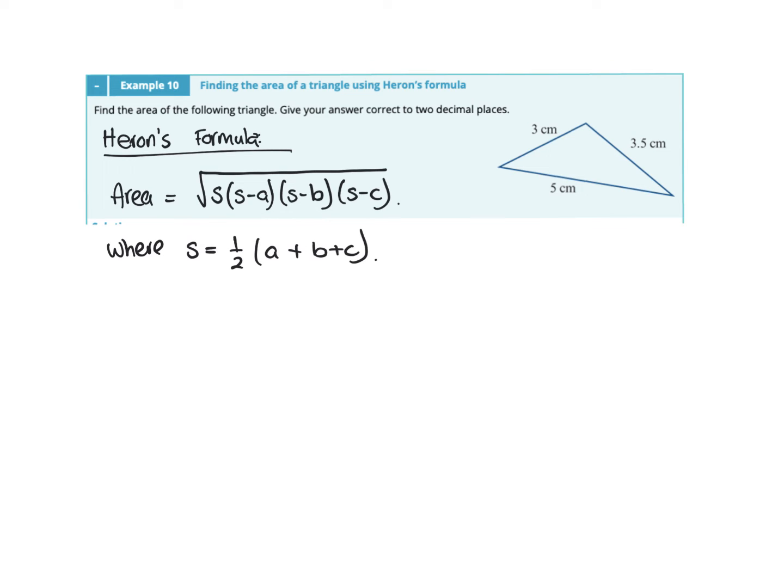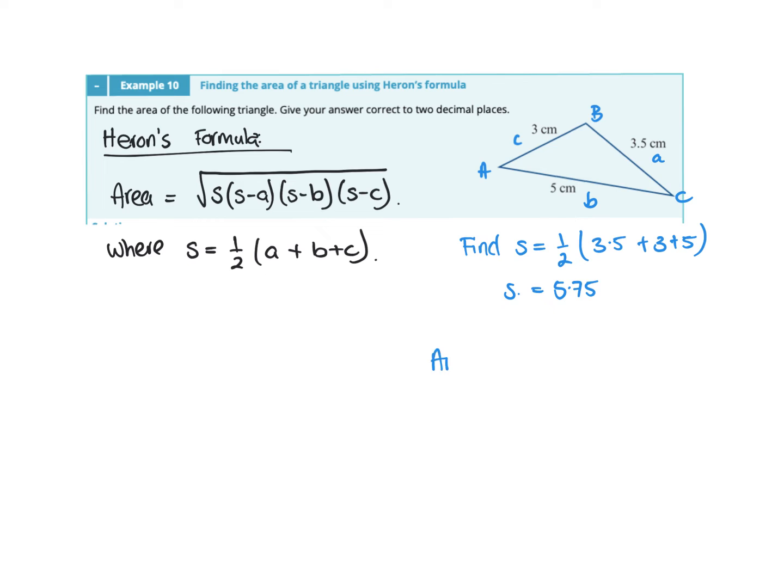Okay, so we have to go back and label the triangle A, B, C. That's little a, that's little b, little c. You first have to find S. So we'll find the value of S, which is 1/2 times all the sides added up. When you do that on your calculator, you get 5.75. That's what S equals.